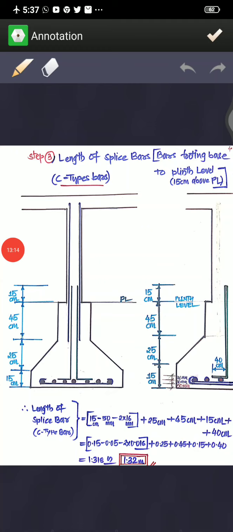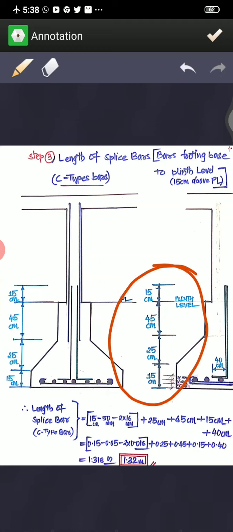Now here I am going to determine the length of the splice bar, a bar from the footing base to the plinth level. This bar I am going to determine. Here you can see that we call this type C bar, and from the main figure which they have given, I noted down the dimensions. I am showing it separately, so a separate cross section I have shown. So you are supposed to add that dimension. It is very easy. This L is given, the hook is 40 centimeter, it is given. This hook is 40 centimeter.